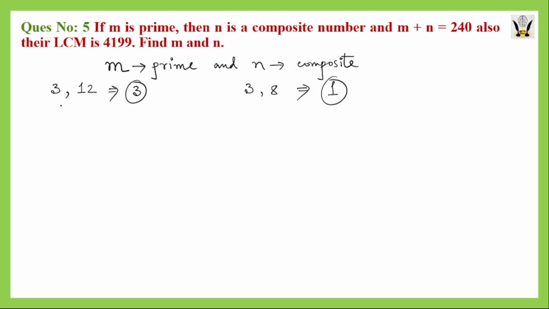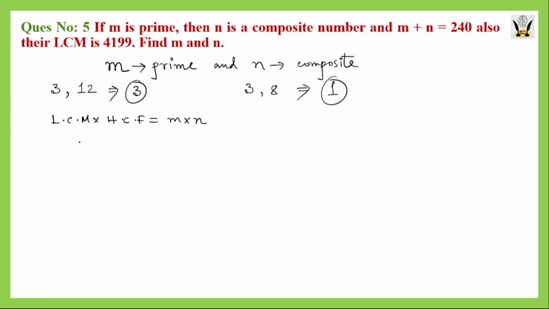Now we will go by the problem statement. Here the LCM value is given, and we know that if we multiply LCM by its HCF, then that will be actually the multiplication of both the numbers. So here this time, m times n.